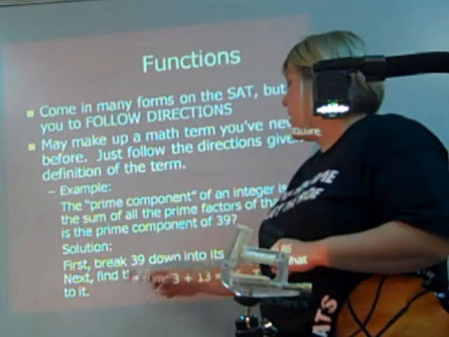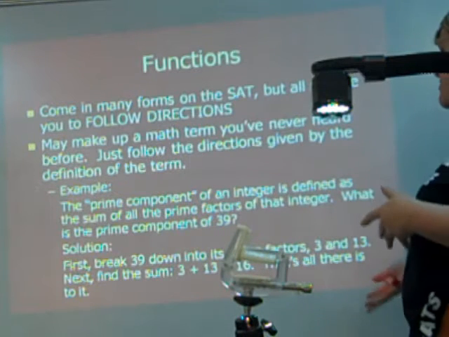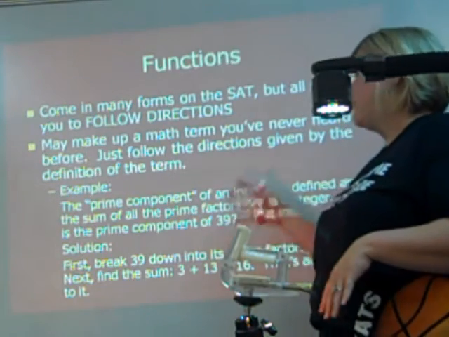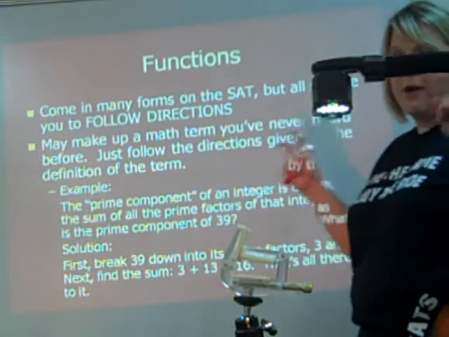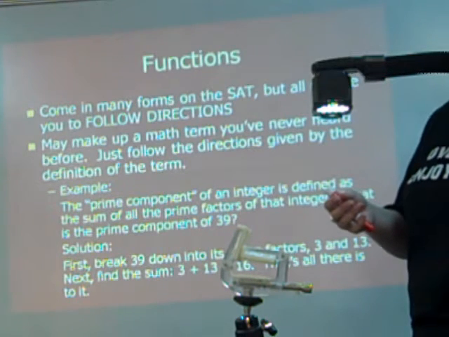So you would first break 39 down into its prime factors, which are 3 and 13, and then find the sum of those, 16. That's all there is to it. So you just need to read the problem for the definition of what prime component is. So that's one way that they'll present function problems on the SAT.